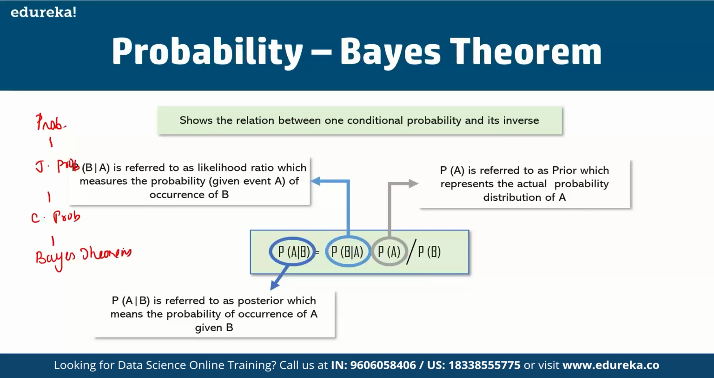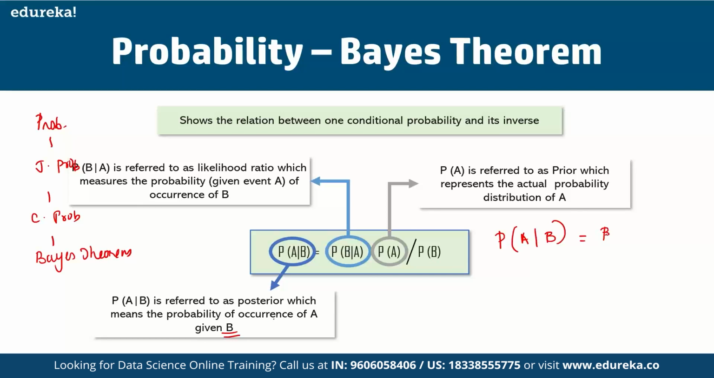Bayes theorem was found by a mathematician called Bayes, and hence the name Bayes theorem. This theorem uses the concept of conditional probability. Here I'm saying, what is the probability of A happening given B? So event B has already happened. What is the probability of event A occurring? This is called the posterior, which means the probability of occurrence of A given B. This is what we are trying to find out.